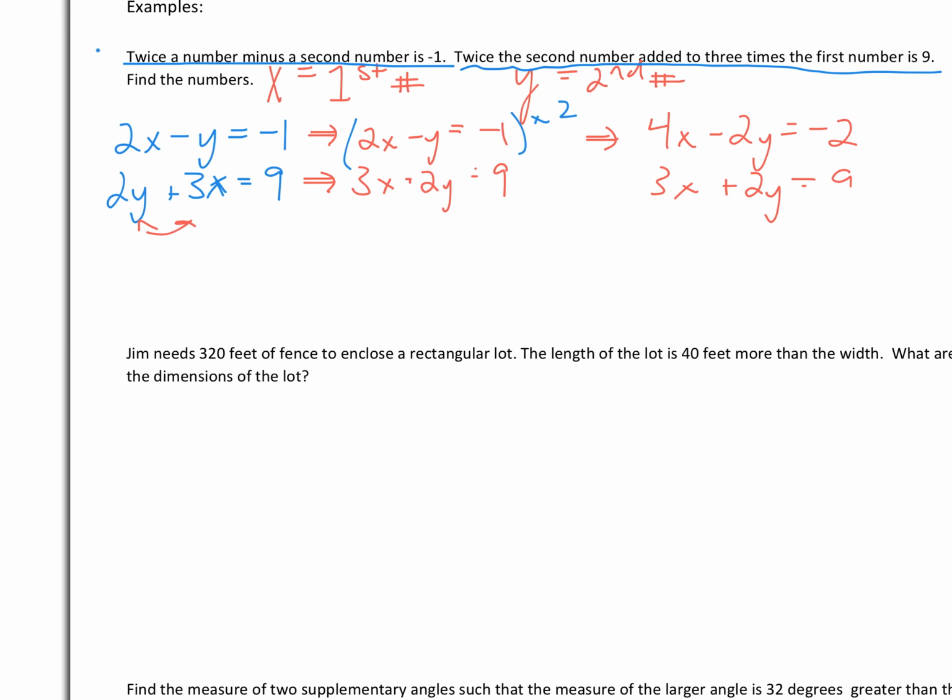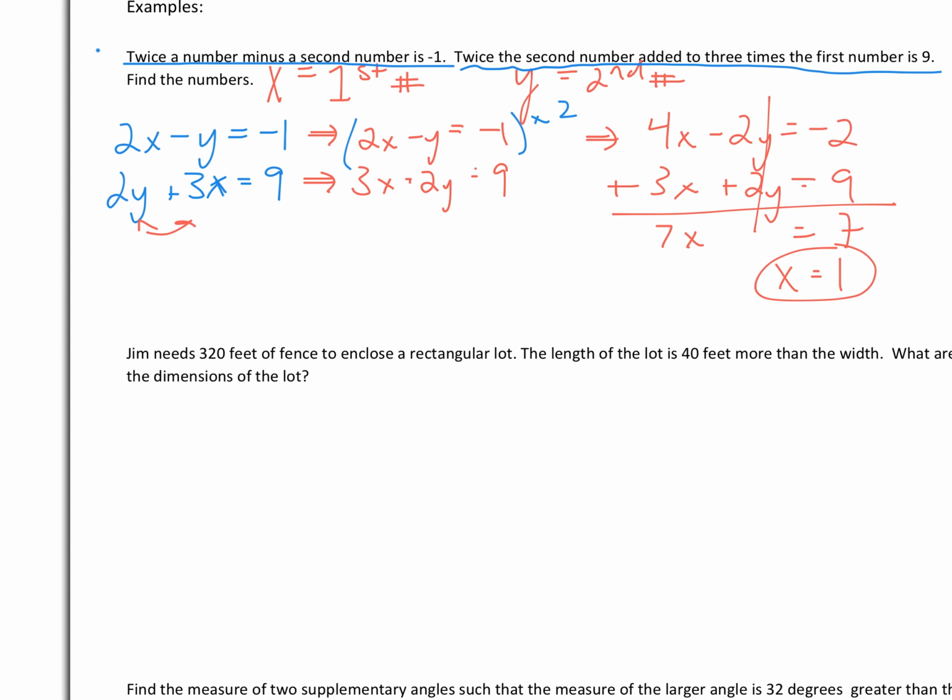And then with elimination, remember we add these. 4x plus 3x is 7x. These two eliminate. -2 plus 9 is 7. Divide both sides by 7. You get x equals 1. So our first number is 1.